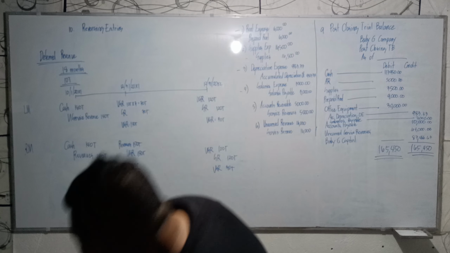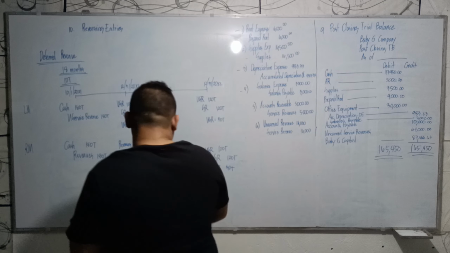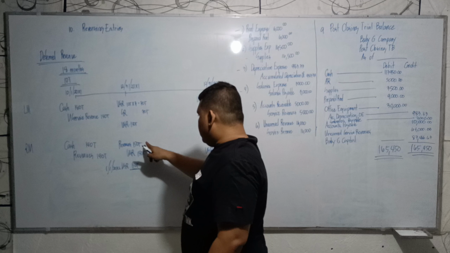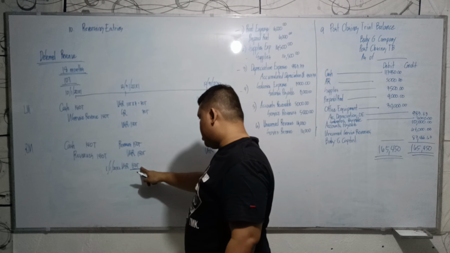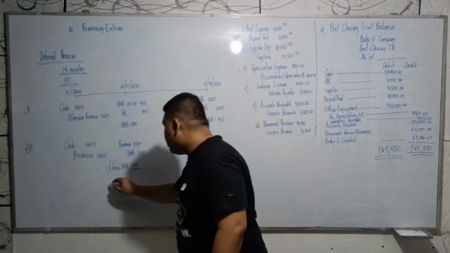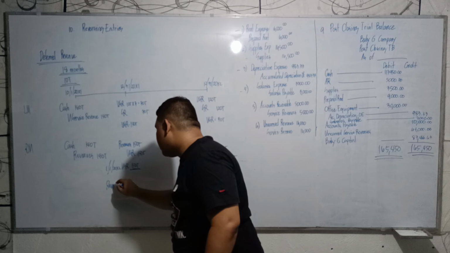If you use the reversing entry, this will happen. This is correct: revenues, and then the unearned. So this is the balance. So we have to reverse. You use a reversing entry.